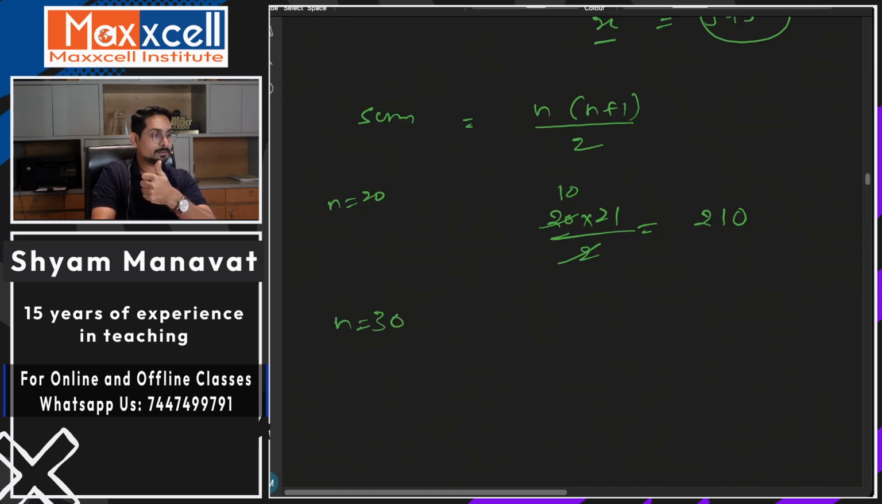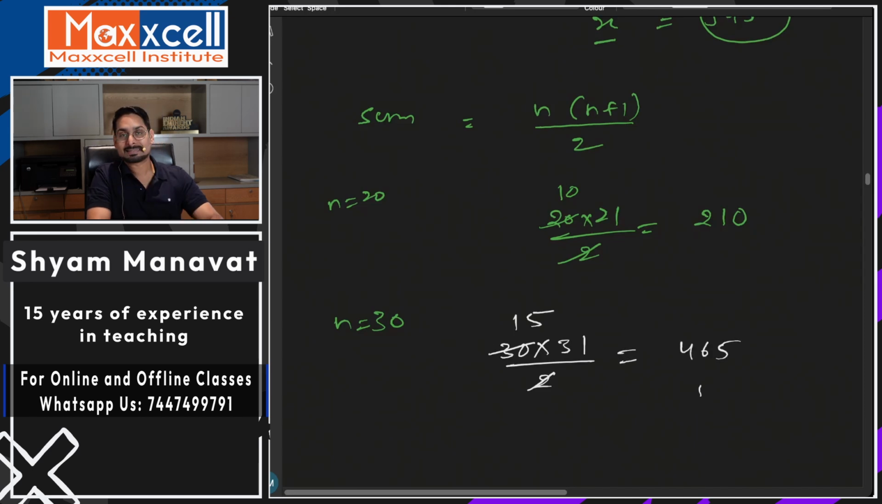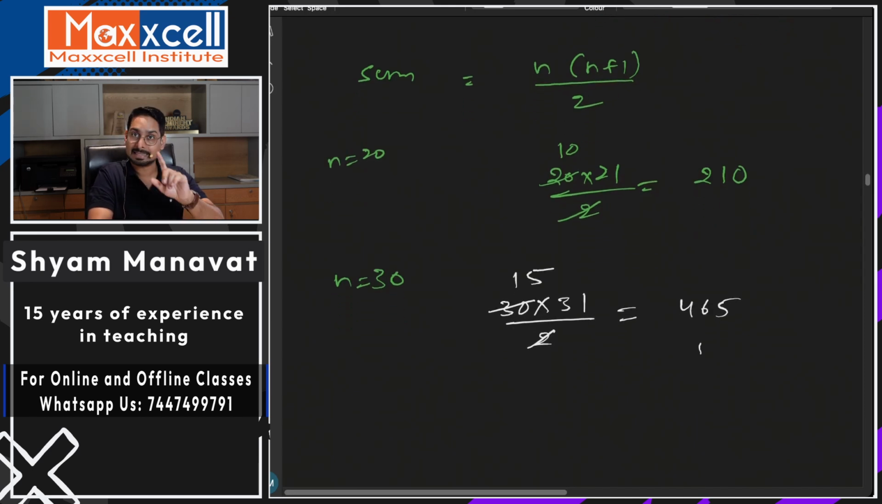Try n equal to 30. For that, you have 30 into 31 by 2, that is 15. Multiply this. 15 ones are 15, 15 threes are 45, so 465. Still less than 1000, but not closer to 1000. Go ahead. Let's try n equal to 40. Then what will you get?